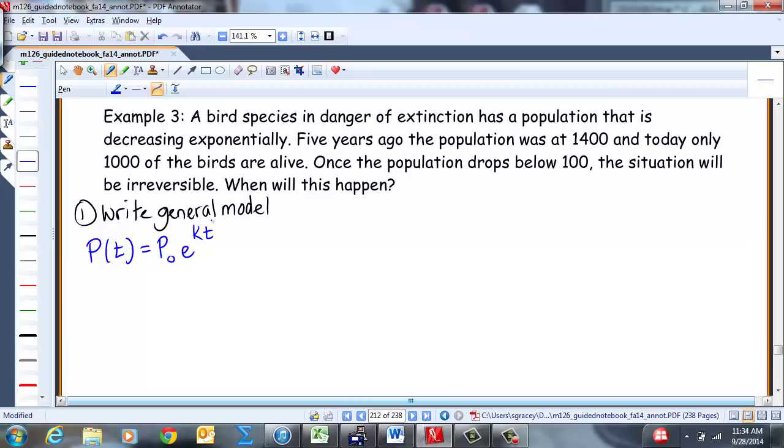So let's see. 5 years ago, the population was at 1,400. And today only 1,000 of the birds are alive. So let's consider the population 5 years ago as our initial population. So that's going to give us that P0 is 1,400, and that came from this statement. So what we'll have is P at time t is equal to 1,400 times e to the kt. See, it's already looking better, isn't it?